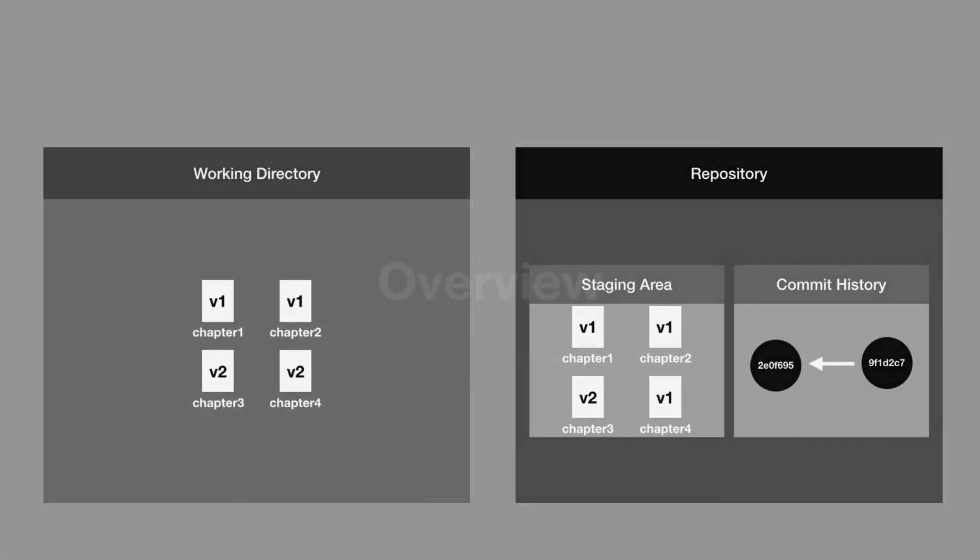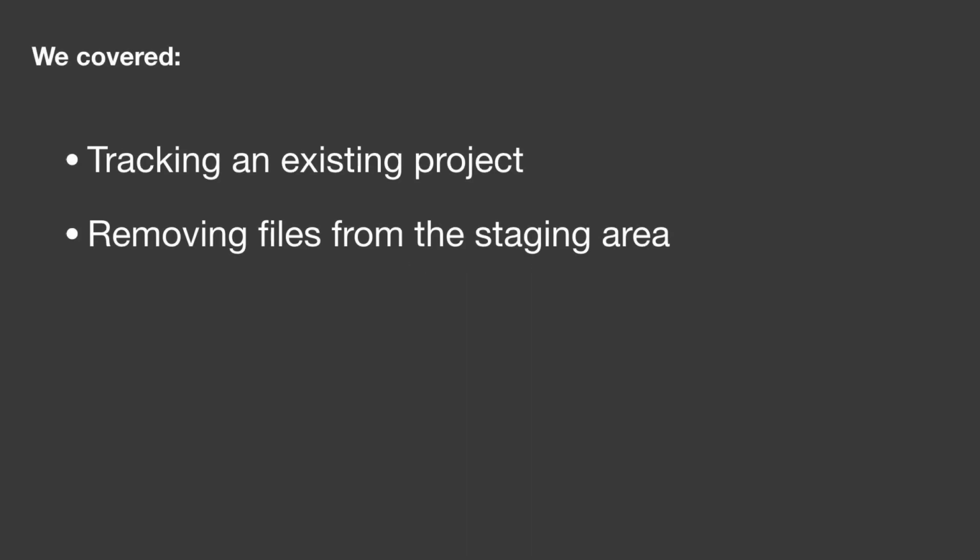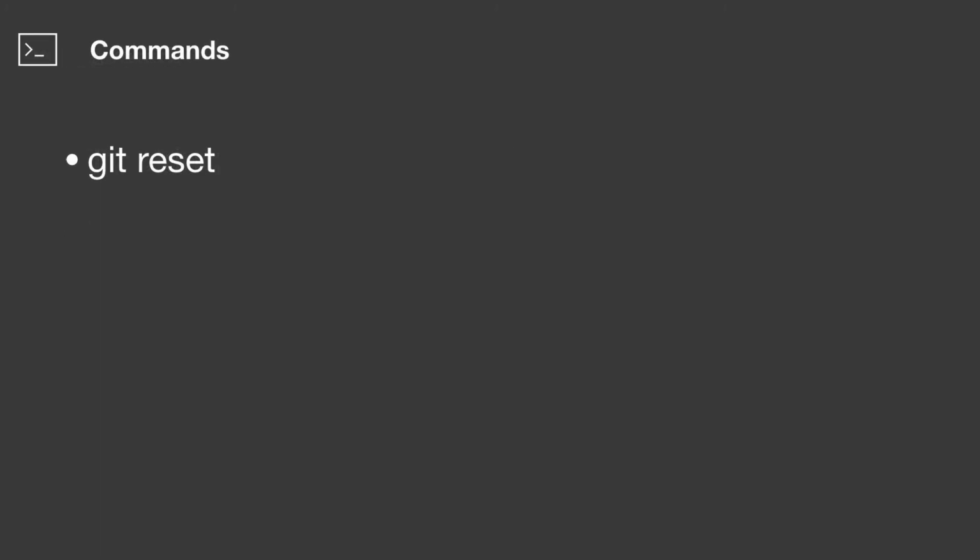So now just to overview, in this lesson we covered tracking an existing project and removing files from the staging area. And we also showed one use of the git reset command. That was it for this lesson.